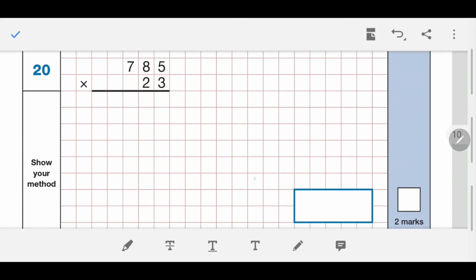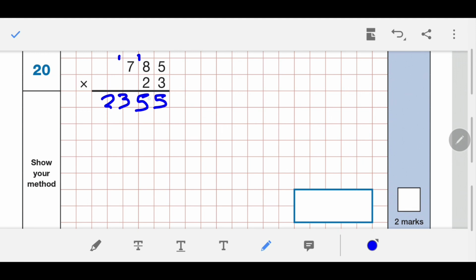Question number 20. 785 times 23. So the question's already been set out, we just need to work it out. 5 times 3 gets me an answer of 15, carry the 1 across. 3 times 8 gives me an answer of 24, plus the 1 which is 25. 3 times 7 is 21, plus the 1 there is going to give me 23.